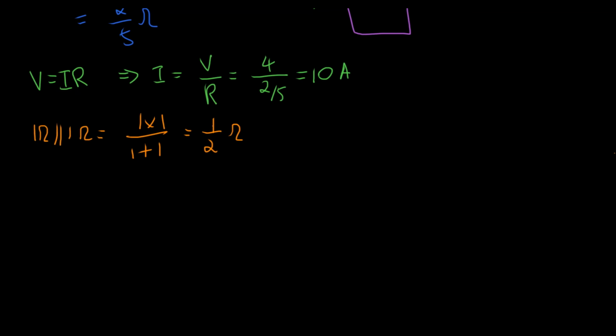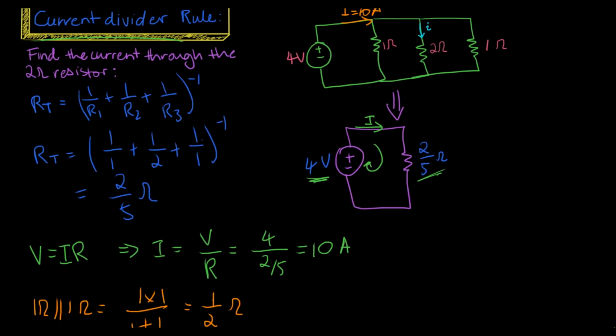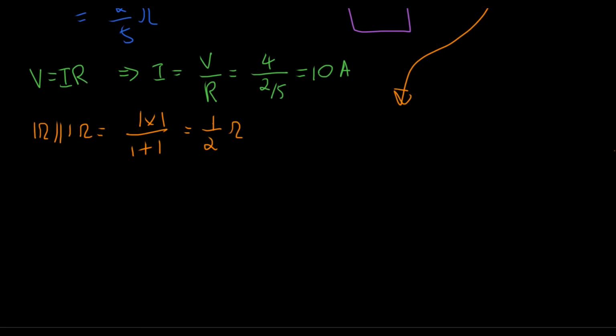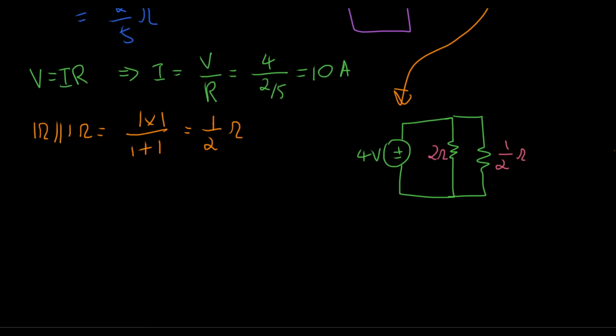Cool. So now our circuit, coming from this original one, looks like this. We've still got our 4-volt battery source, only now we have our 2 resistors, where one is still the 2 ohm resistor that we're trying to find the current through, and this other resistor is the parallel combination of the 1 and 1, which we found to be 1 on 2 ohms. It doesn't matter which way around these are.